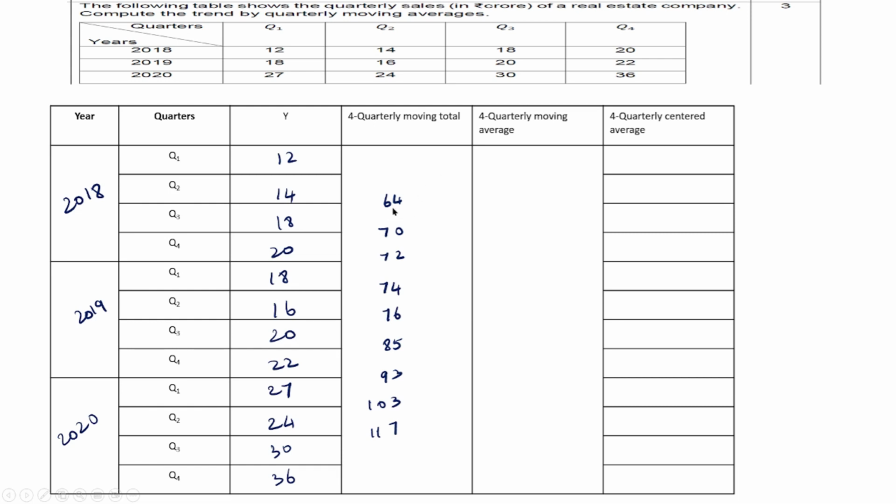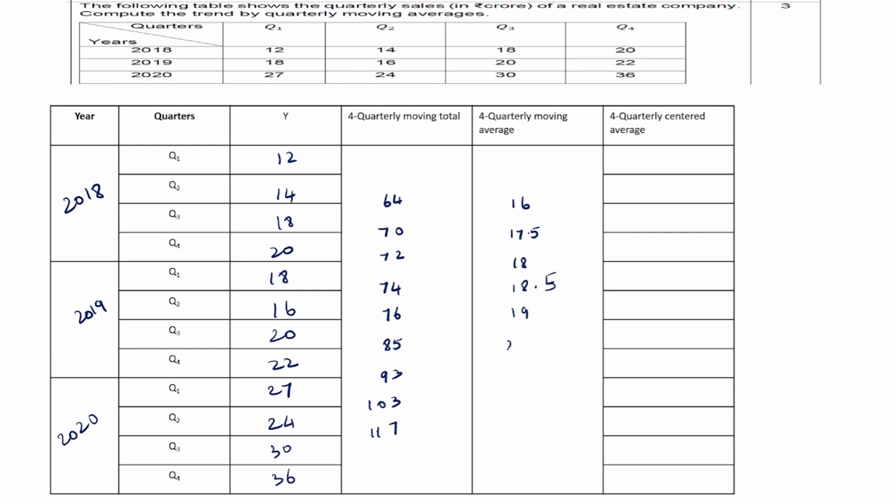This is the 4 quarterly moving total divided by 4. So 64 by 4, it is 16. Then 70 by 4, it is 17.5. Then 72 by 4 is 18. Then 74 by 4, it is 18.5. 76 by 4 is 19.